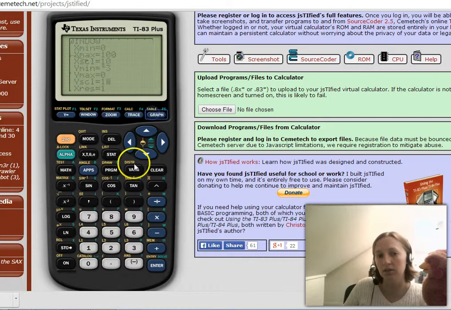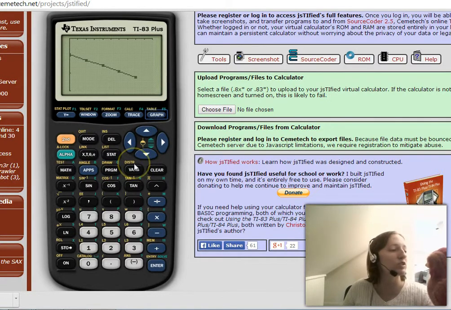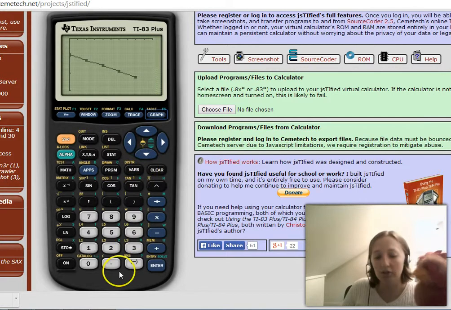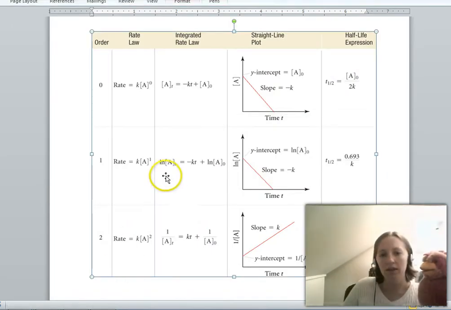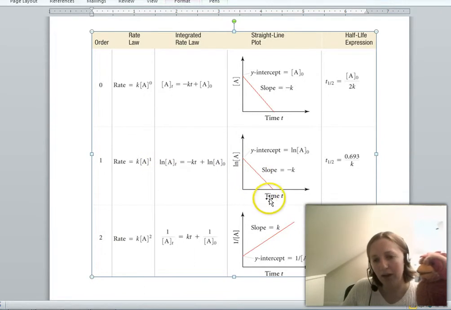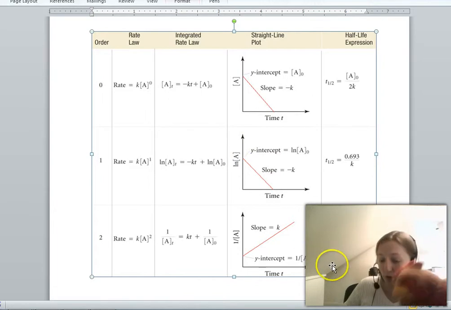Dun dun dun. Hey, look at that line. That's straight. Is that straight? That's straight. So, what we have shown is that the graph of time and ln of concentration is a straight line for this data. That means that this data represents a first order reaction.